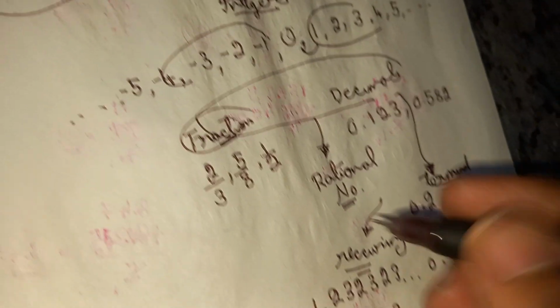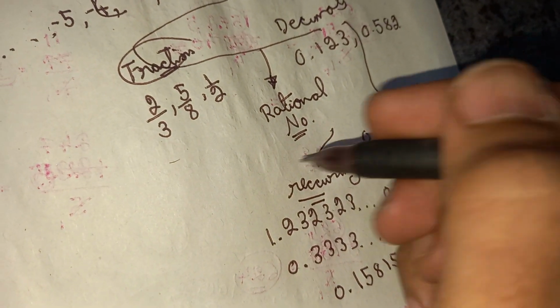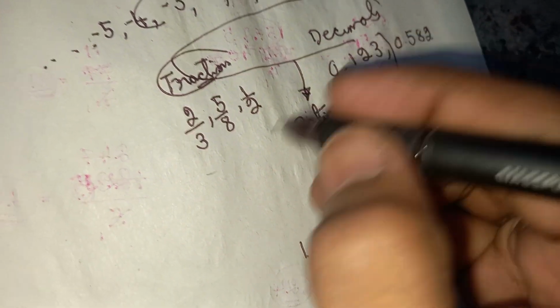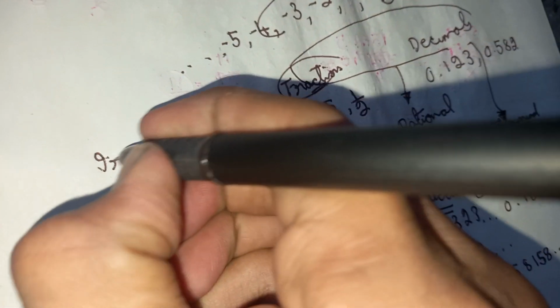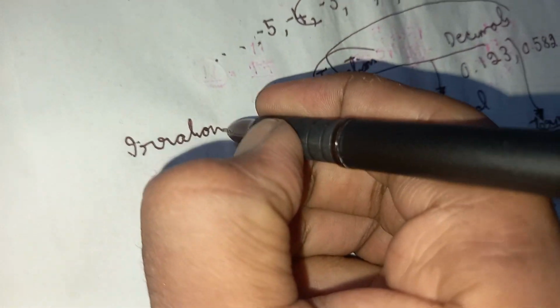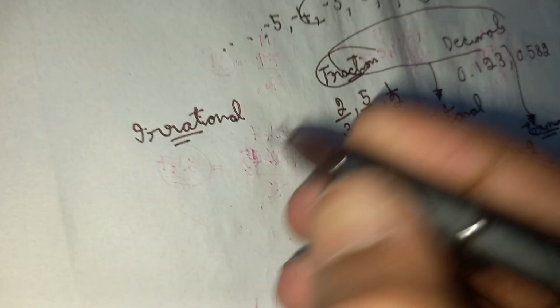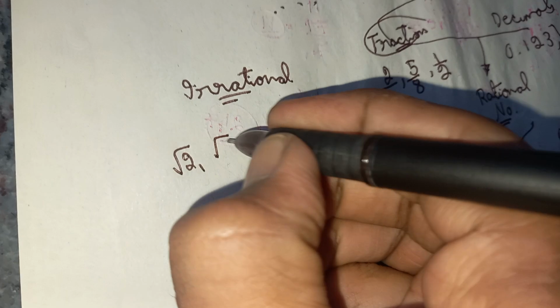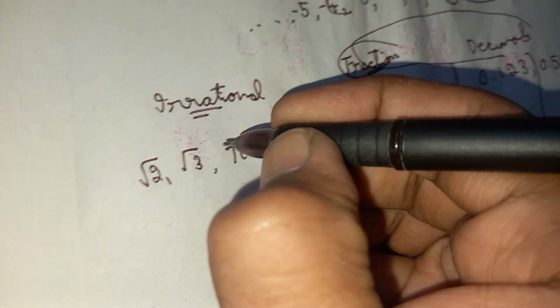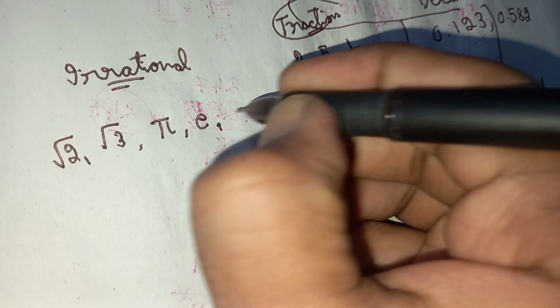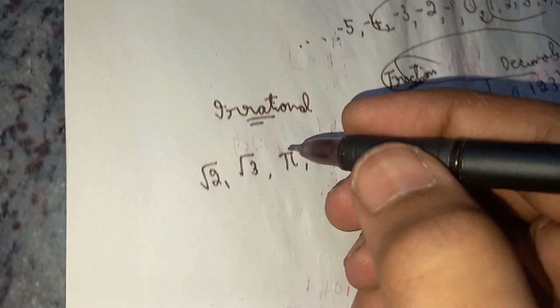These are all rational numbers, and the opposite of rational numbers is irrational numbers. Irrational numbers are numbers like root 2, root 3, or the value of pi, and the value of e, and these are all known as irrational numbers.